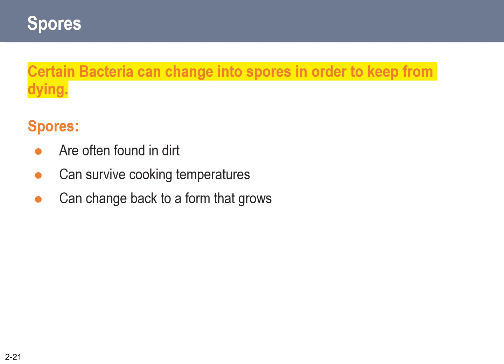So spores. Spores are certain bacteria that can change into spores in order to keep from dying. So basically what this is, you have your bacteria. It creates a protective coating when the conditions are not right. When these conditions are right, their protective coating kind of goes away and they produce more bacteria. So spores are often found in dirt. They can survive cooking temperatures and they can change back into that form I talked about that grows when the conditions are favorable.